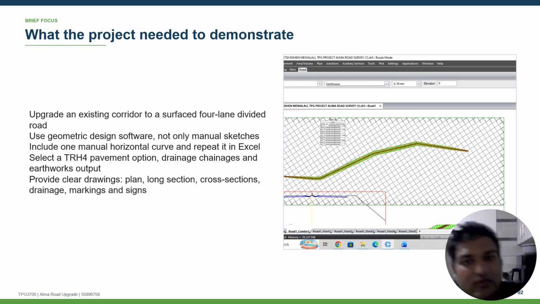For the calculation part, one horizontal curve had to be calculated manually and then repeated using an Excel sheet. The pavement design had to be based on TRH4, with alternatives considered before selecting a final pavement structure. The project also had to include stormwater drainage with actual chainage locations, earthworks, and mass haul output from the software itself, and drawings showing the plan, long section, cross sections, drainage locations, markings, and signs. So the presentation follows that same order.